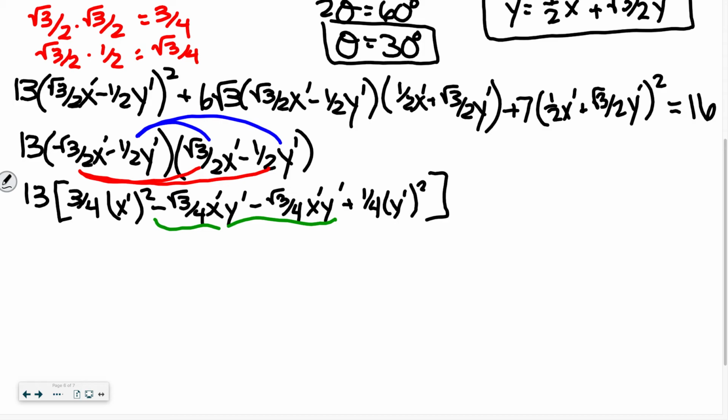Okay, these two don't cancel yet. The x prime, y primes will cancel eventually, but right now we can just combine them. How many negative square root 3 over 4s do we have? We have 2 of them. So this can be written as negative 2 square root 3 over 4 x prime, y prime.